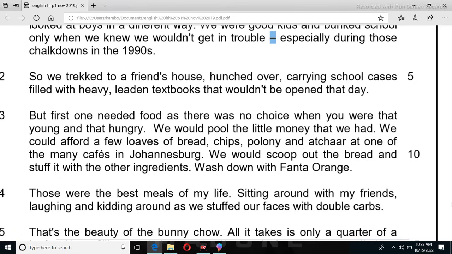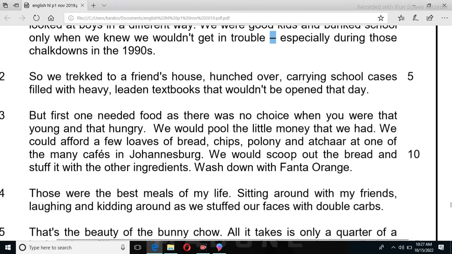So let's see. So we trekked to a friend's house, hunched over, carrying school cases filled with heavy lead-in textbooks that wouldn't be opened that day. Can you see how difficult it is going to be for us to spot the redundancy? So what is to trek to a friend's house, and what is to hunch over? And then what is lead-in textbooks? That's the question you should ask yourself.